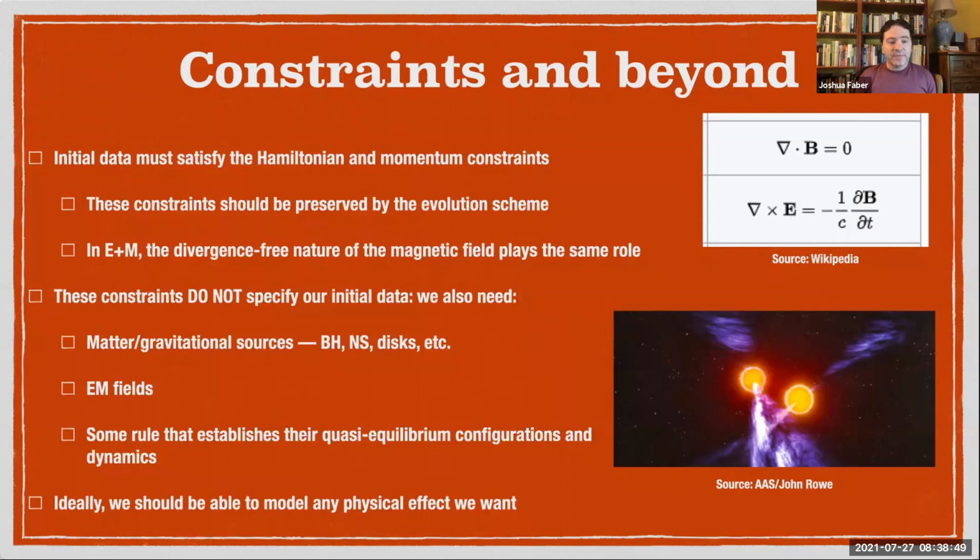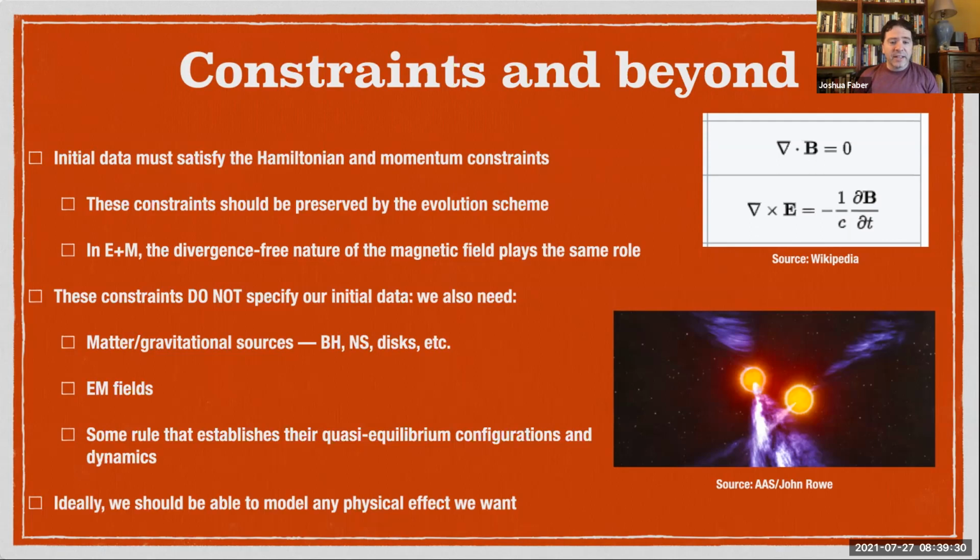Sometimes we might want to specify some kind of electromagnetic fields that live in our spacetime, though this is quite a complicated problem to do in a fully self-consistent manner. We also need some rule that establishes how we're going to construct quasi-equilibrium configurations typically, and the dynamics of our system. Quasi-equilibrium basically means that when we set the system in motion for at least a short amount of time, we typically want it to kind of reproduce itself moving forward for binary orbits, typically with a little bit of spin. And we'll get to that in a second.